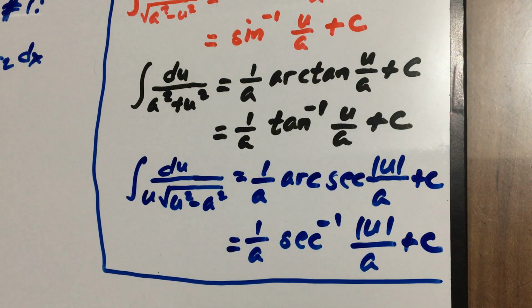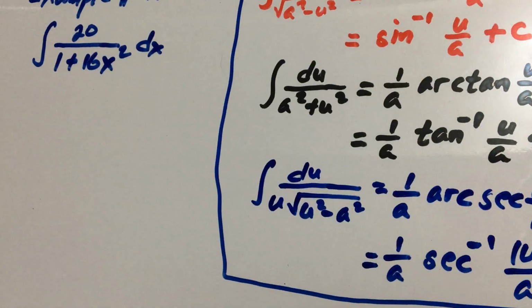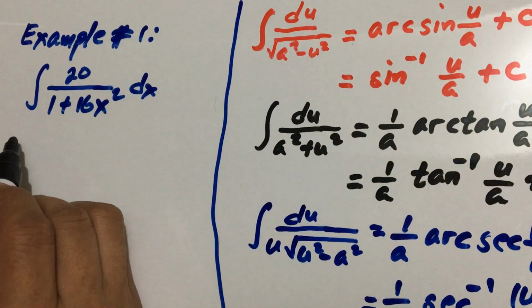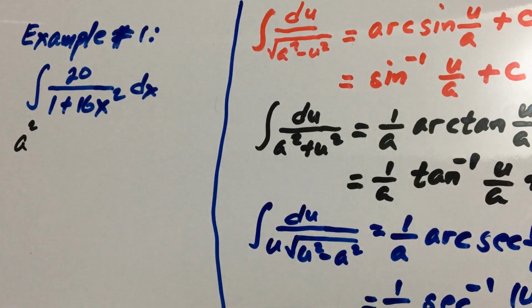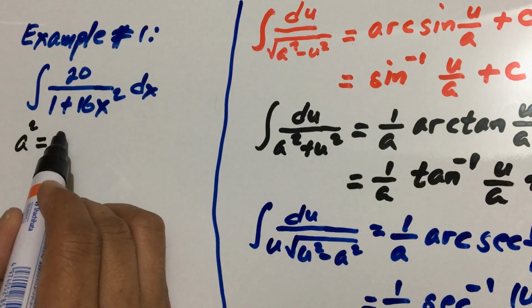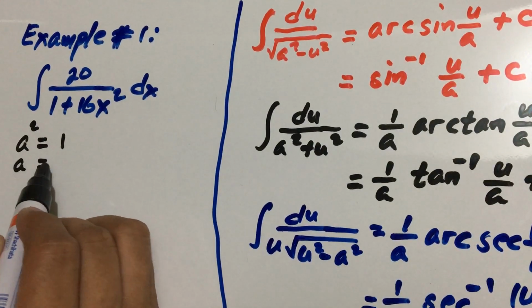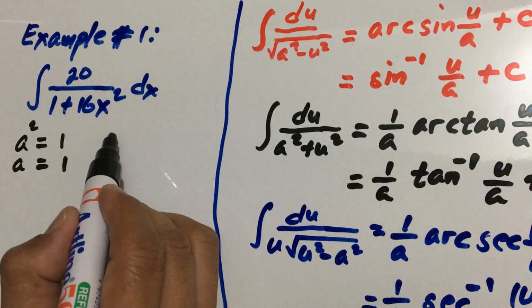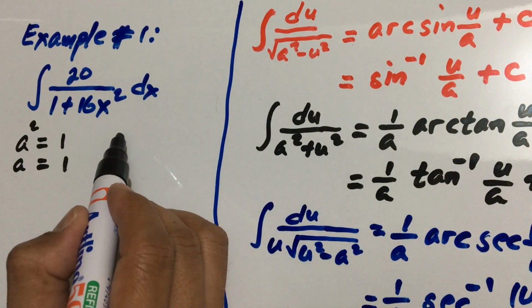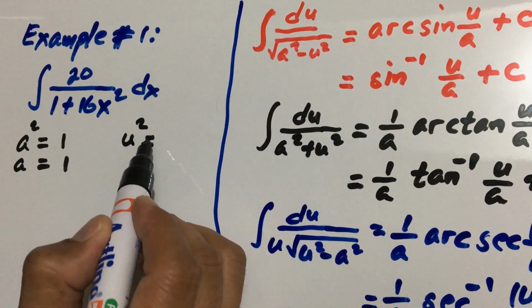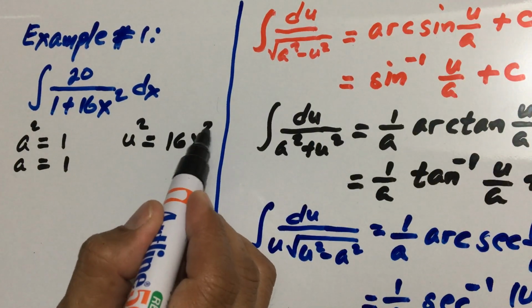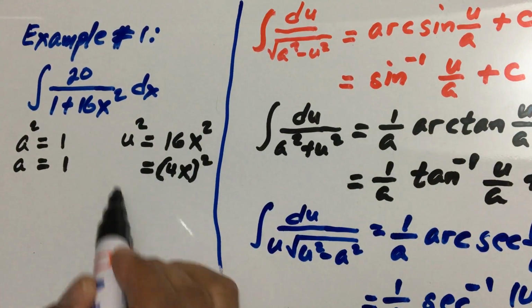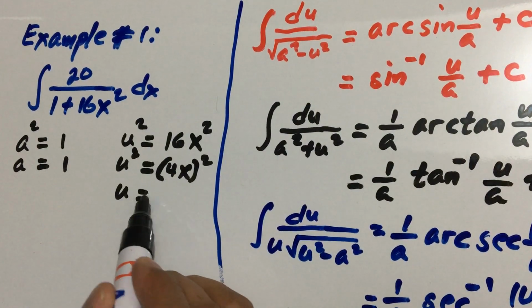Okay, so to solve this problem, we have to first identify what is our a squared. From the given, our a squared is equal to 1. Now take the square root on both sides, and you get a equal to 1. Then our u squared is equal to 16x squared, or this can be written as 4x squared. So therefore our u here is equal to 4x.